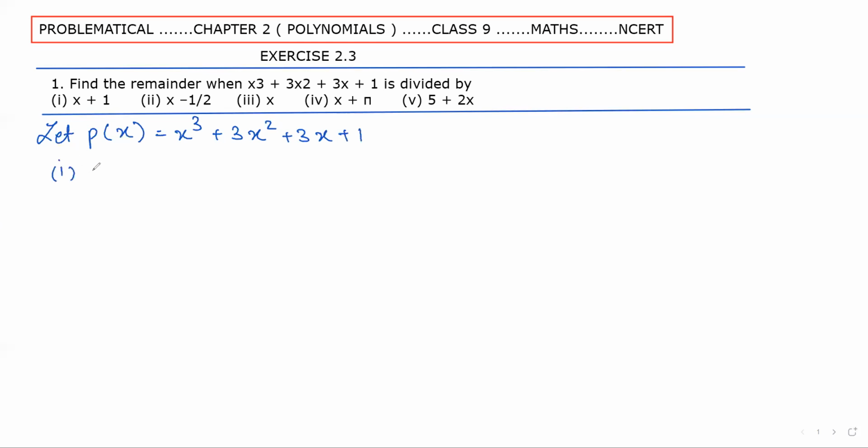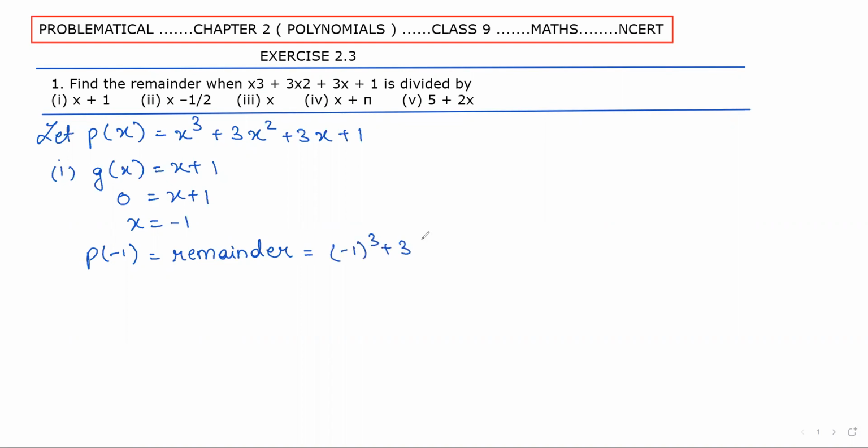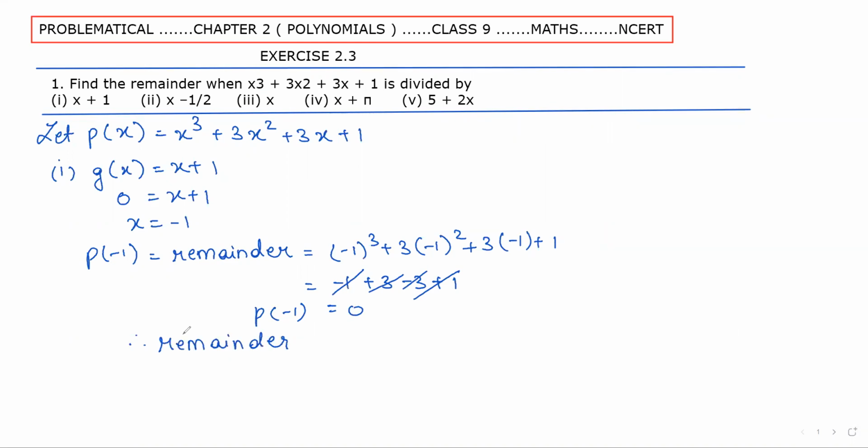For the first part, g of x is equal to x plus 1. You'll have to equate it with 0, so x becomes equal to minus 1. P of minus 1 is equal to r of x, the remainder, which is equal to minus 1 whole cube plus 3 into minus 1 whole square plus 3 into minus 1 plus 1. This is minus 1 plus 3 minus 3 plus 1. These two get cancelled, these two get cancelled, you're left with 0. P of minus 1 is equal to 0. Therefore, remainder is equal to 0.